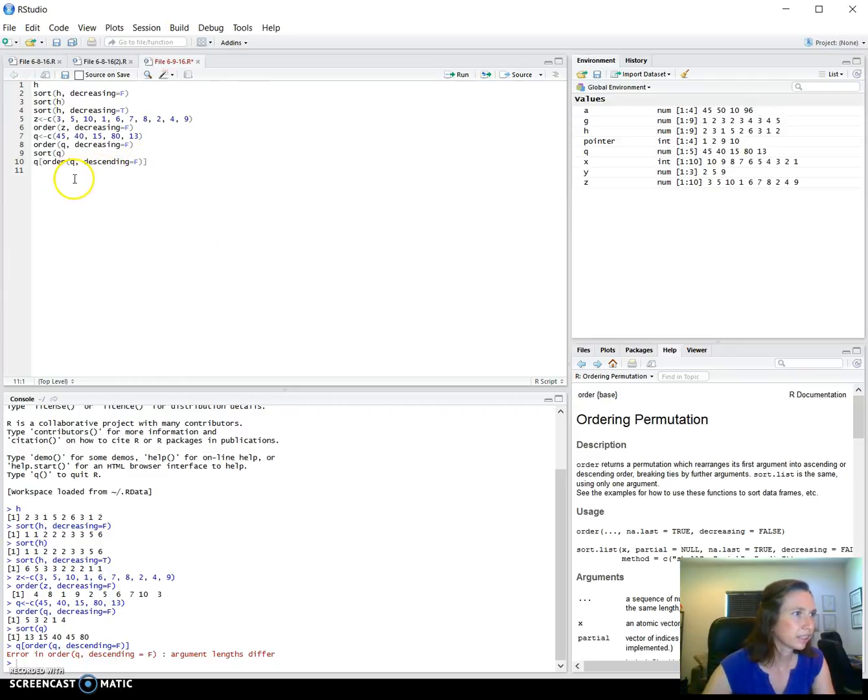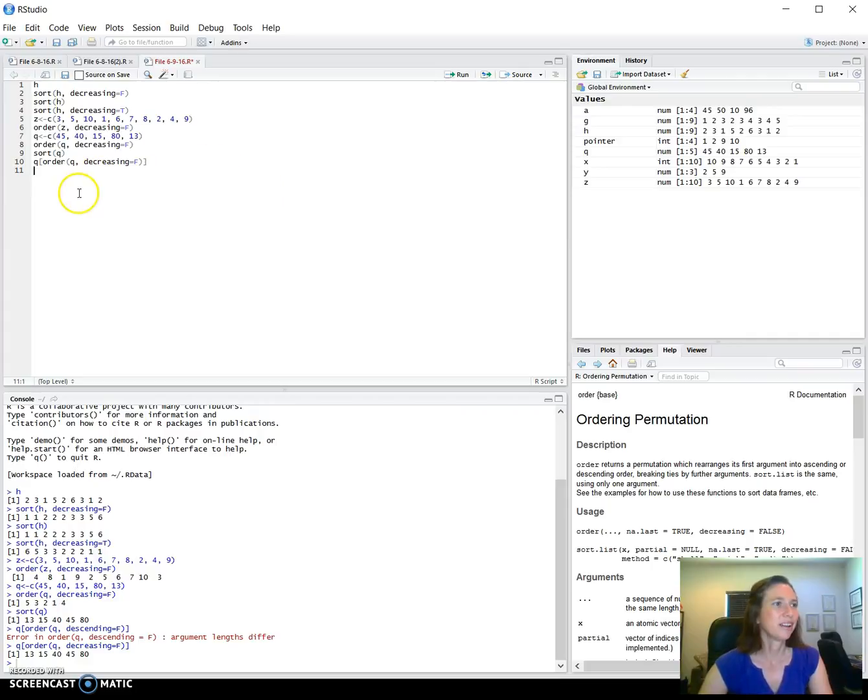I must have forgotten something. What did I forget? Arguments differ in length. Oh, this is not the first time I've done this. I just plain used the wrong word. Instead of decreasing, I did descending, so we'll fix that. Decreasing. Now let's run it, and there we go. So using order and sort, it accomplishes it in two different ways, but there we have them sorted.